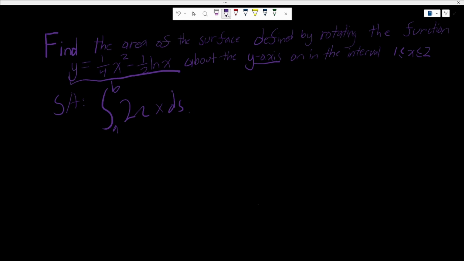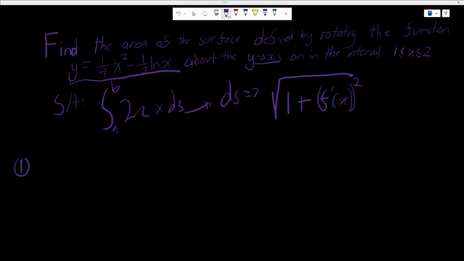Also, a special thing to note here is that our ds is represented by the arc length of that section of our function. And arc length, remember, is going to be the square root of 1 plus the derivative of our function, squared. For problems like this where we're finding surface area, I would recommend the first step be just finding ds. So let's go about that.